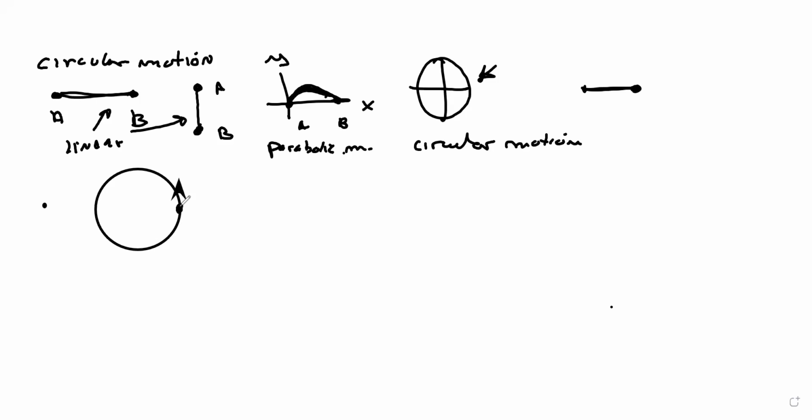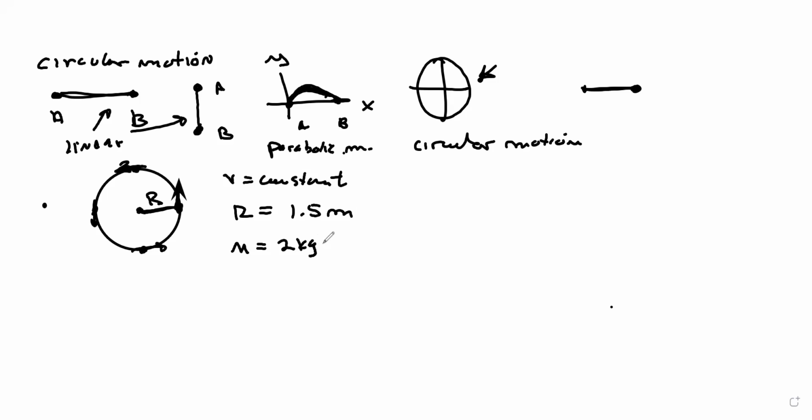So what do you have here? You have a velocity vector. Then you have another velocity vector over here. And you have another velocity vector here, and so on. You get the idea right there. This is the center, and this is going to be your radius right here. The velocity is going to be constant, okay? And the radius is going to be 1.5 meters, and the mass of your particle is going to be 2 kilograms.